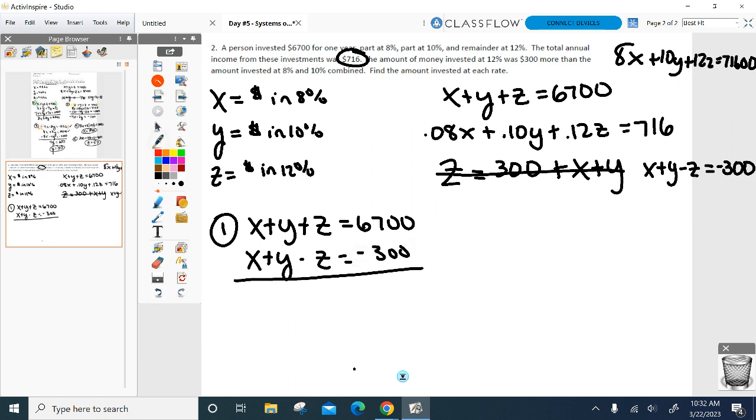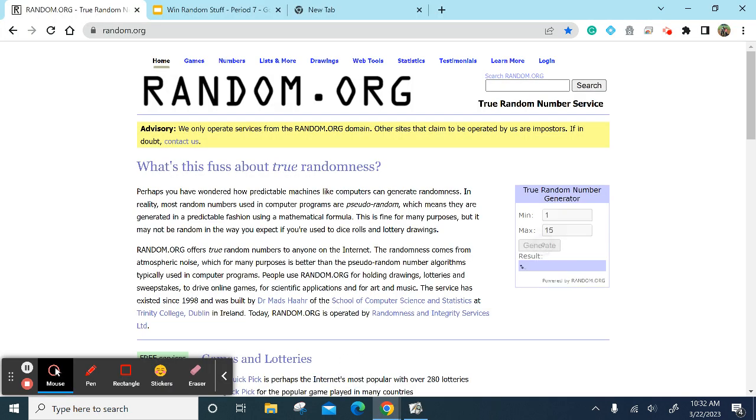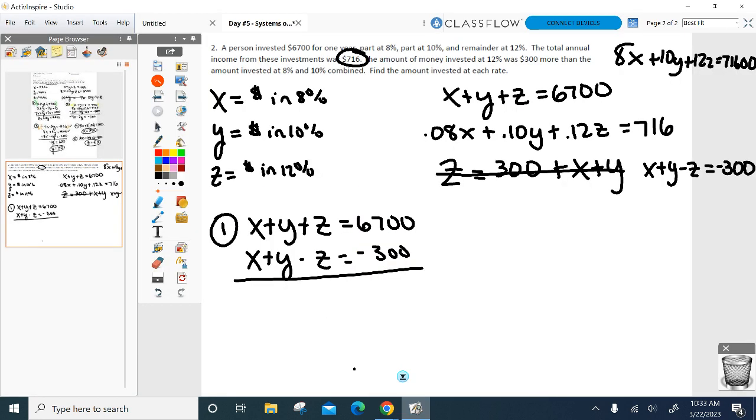Yep, good choice because guess what? The Z's are going to cancel. You don't have to make a choice. Oh, the Z's are gone. What am I left with now? How many X's? 2X and 2Y. Yep. And then how about on the other side? 6,100. Okay. Good deal.